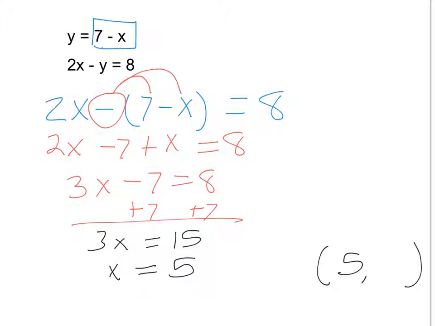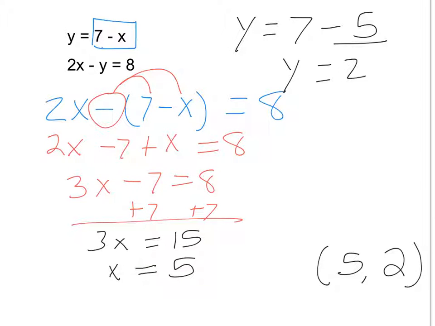Now I'm going to go ahead and put 5 into one of the top two equations. Why not put it into the top? And you get y equals 7 minus the value we found for x, which happens to be 5. Go ahead and simplify, and we get y equals 2. So our second ordered pair is 2, so the answer to this problem is (5, 2).